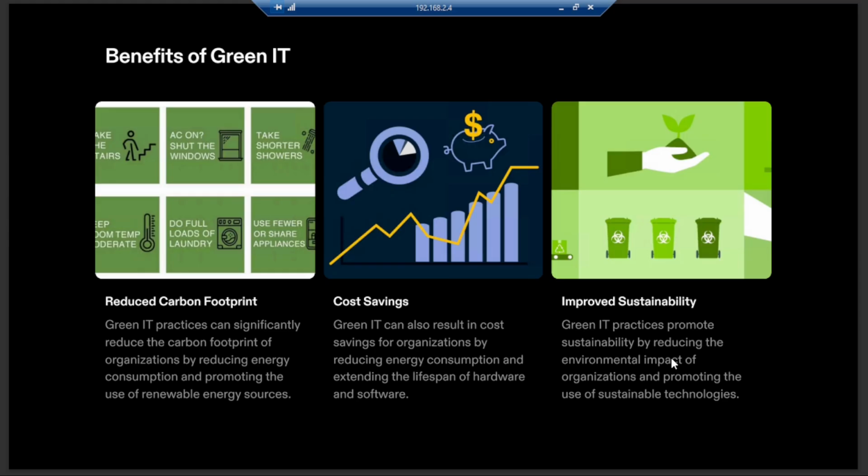Green IT practices promote sustainability by reducing the environmental impact of organizations and promoting the use of sustainable technologies. So Green IT really helps to reduce the environmental impact of organizations, and it promotes the use of sustainable technologies. With the help of sustainable technologies, organizations can use devices or software which can really help the environment without harming it in a negative way. So these are sustainable technologies, and these are some of the benefits of using Green IT.